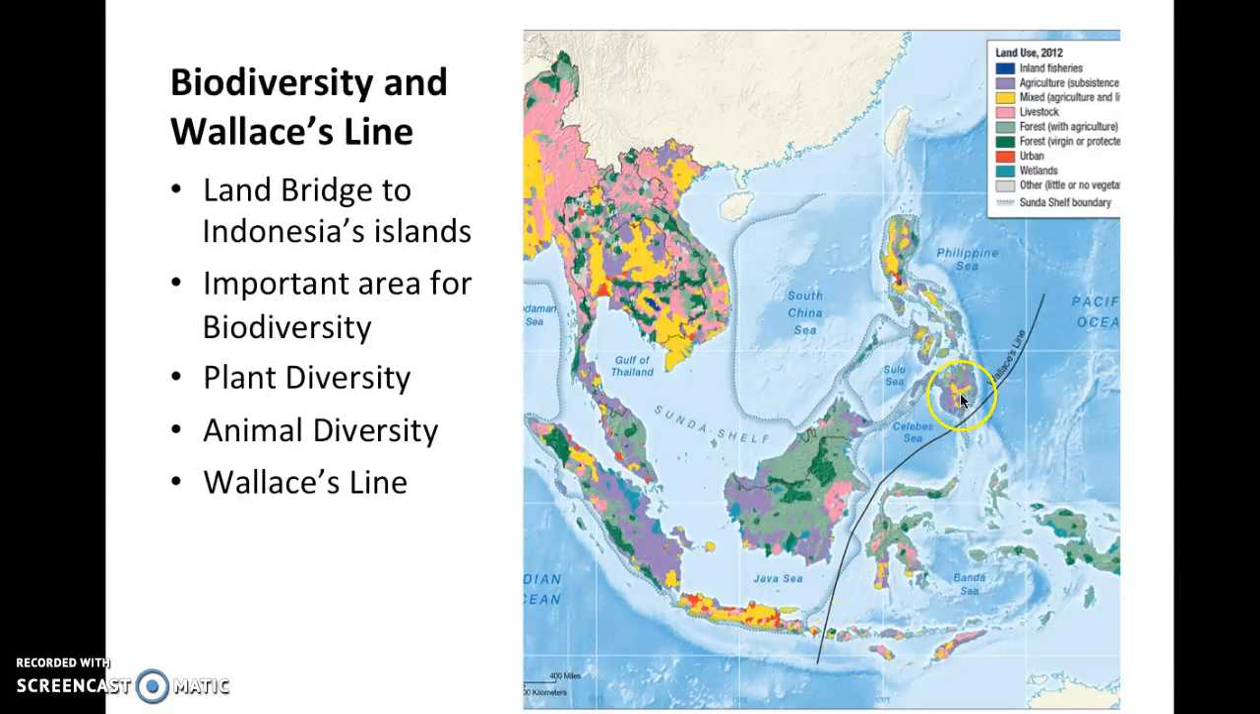It's a very unique place in that there is a very substantial line that runs through these islands and completely divides the species. So when you're north of this line, you have one set of animal, flora and fauna, and south of it you have a separate set. So it's a real unique place. It's a land bridge to Indonesia's islands. So all of these, important area for biodiversity, plant diversity, animal diversity.